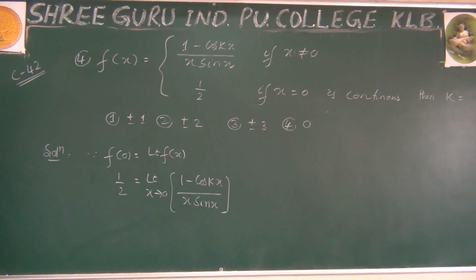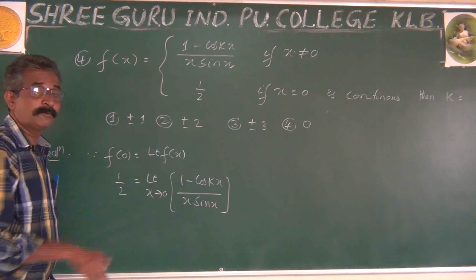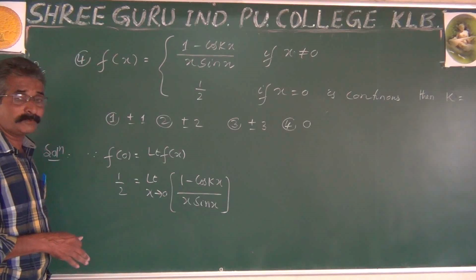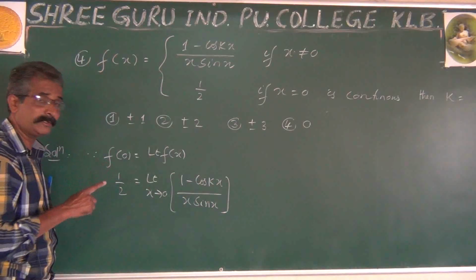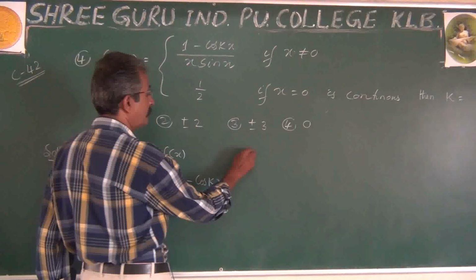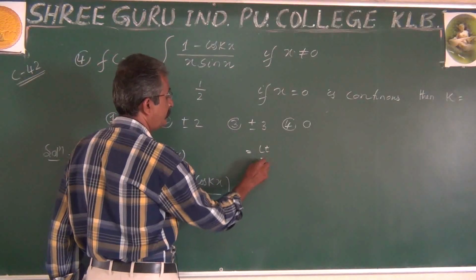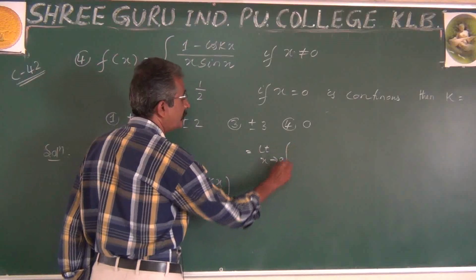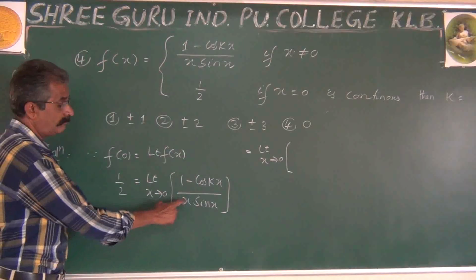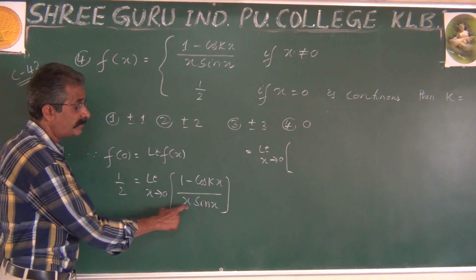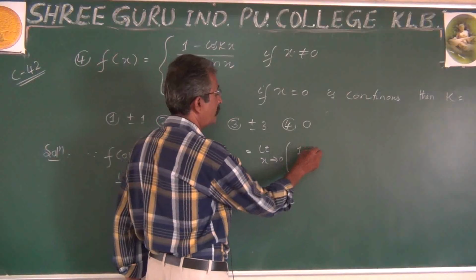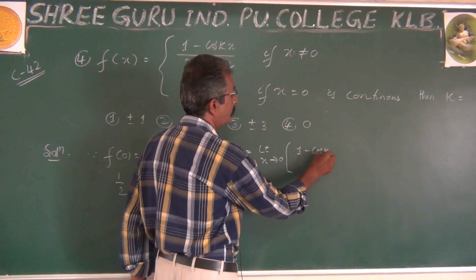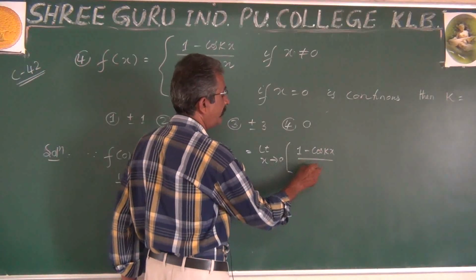And if you want, L'Hospital rule can be used because of the 0/0 form. Even we can avoid L'Hospital rule because we have a shortcut method. Limit of 1 minus cos mx divided by x square is m square by 2. On that basis, it can be adjusted as limit x tending to 0. Let's multiply by x in the denominator, balance by x in numerator. That means what it becomes is 1 minus cos kx divided by x square.